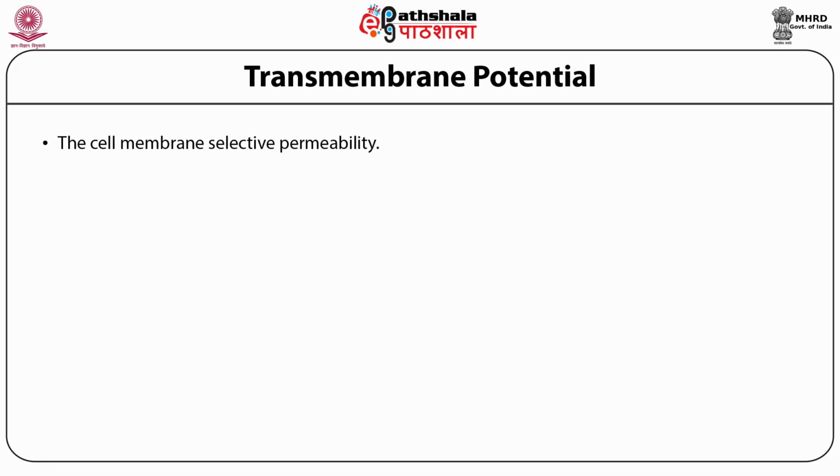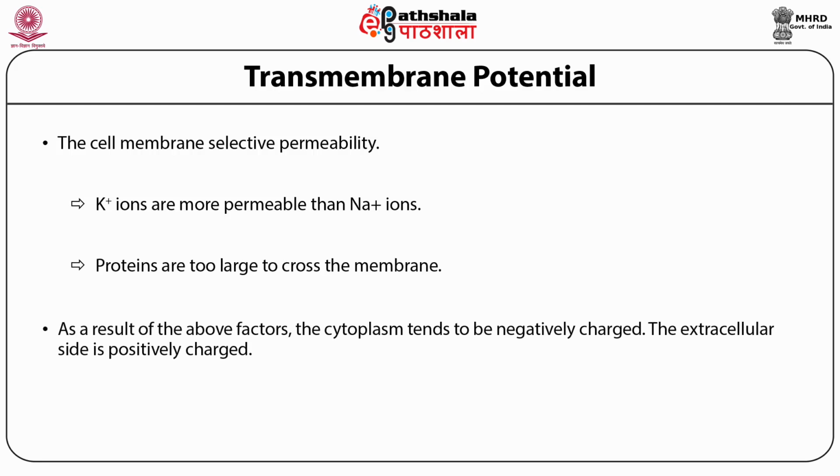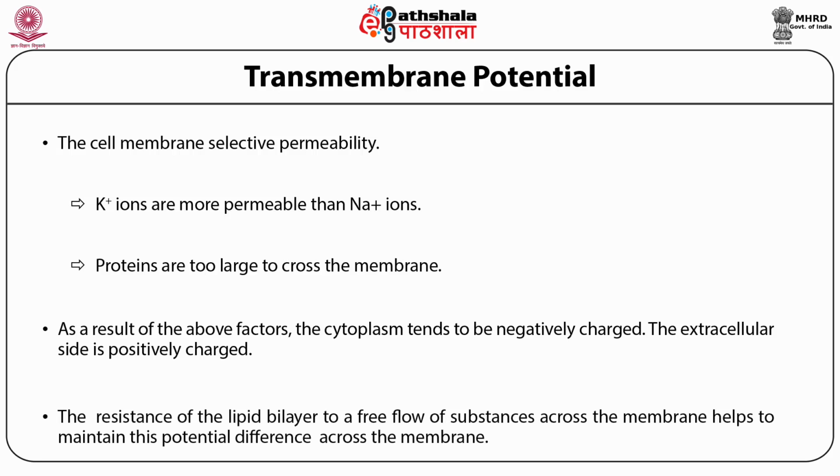Second one is the cell membrane selective permeability, meaning some molecules can get through the membrane easily and some need some protein or carrier to get through. That is selective permeability of the membrane. Potassium ions are more permeable than sodium ions. Proteins are too large to cross the membrane. As a result of the above factors, the cytoplasm tends to be negatively charged. The extracellular side is positively charged. The resistance of the lipid bilayer to a free flow of substances across the cell membrane helps to maintain this potential difference across the membrane.